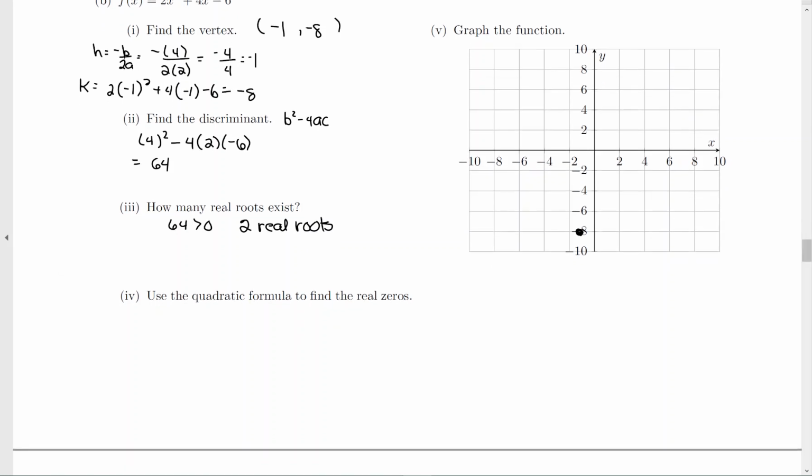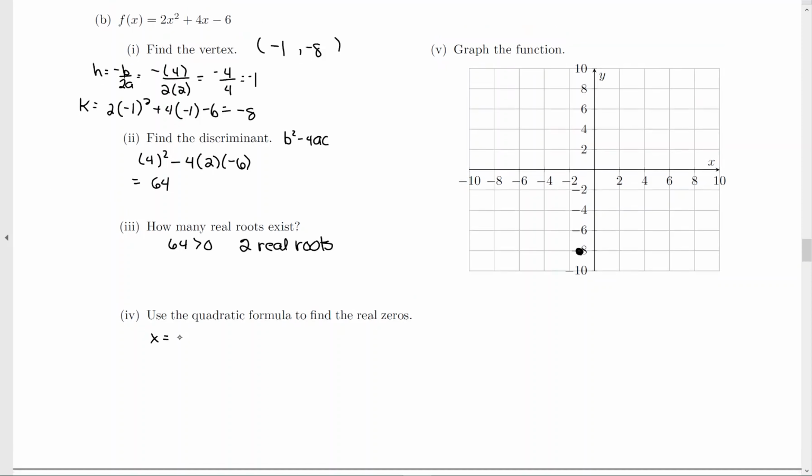Use the quadratic formula to find those x-intercepts. So the quadratic formula is x equals opposite of b, my b was 4, plus or minus the square root of, my discriminant is 64. I don't need to recalculate that. I've already got that calculated. All right, that's the number under the radical. Opposite of b plus or minus the square root of b squared minus 4ac, but we just computed that. All divided by 2 times a.